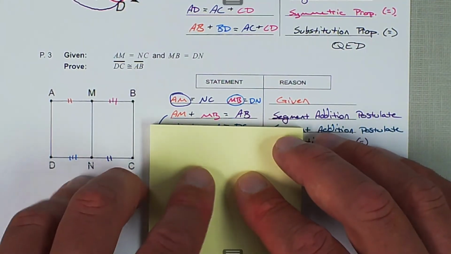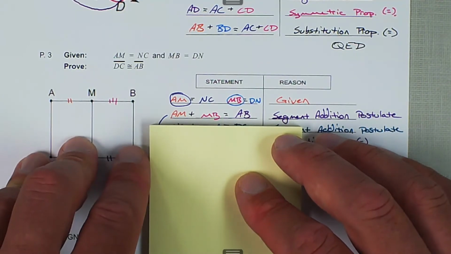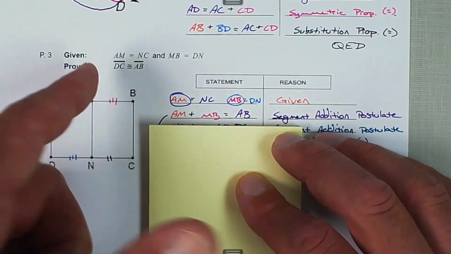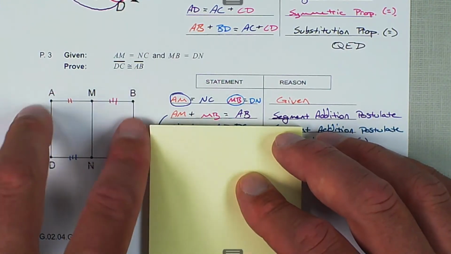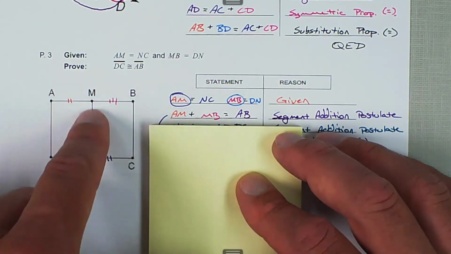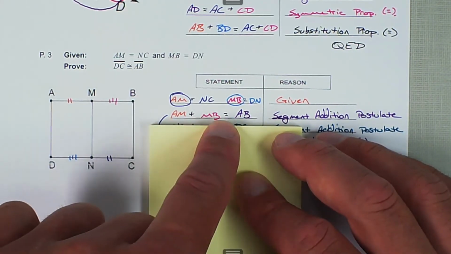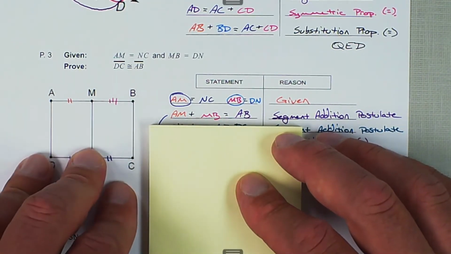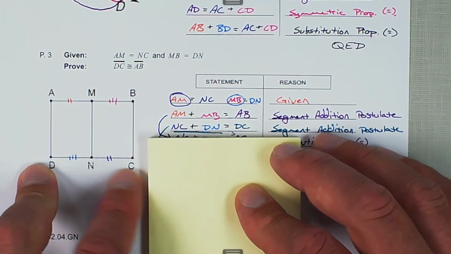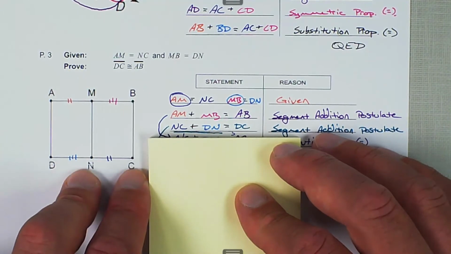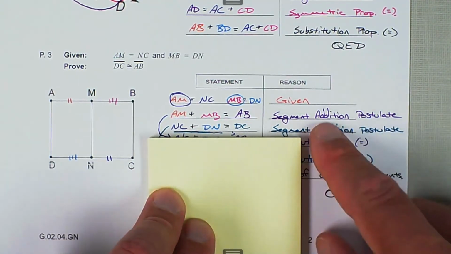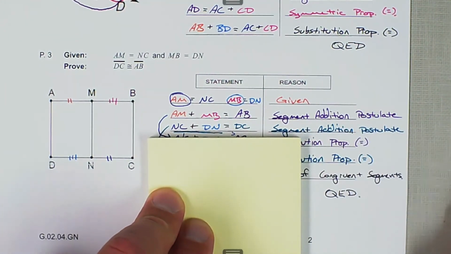So here we said we wanted to see, again, we're talking about AB and DC. So AB is equal to AM plus MB, which is the whole thing. That makes sense. Now, if we're looking at DC, DC is equal to NC plus DN. So that makes sense. And those are both by segment addition postulate.